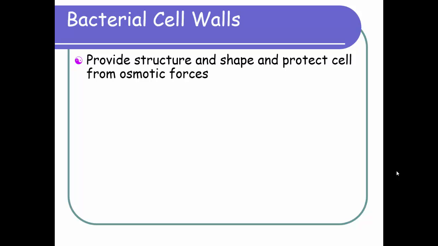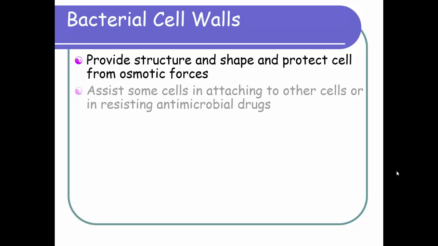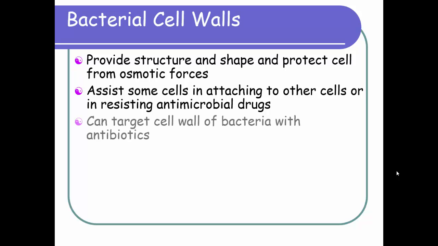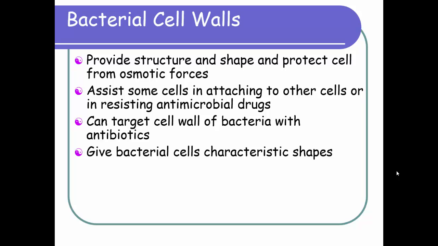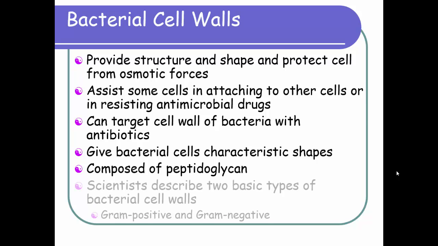The primary function of the bacterial cell wall is to prevent osmotic lysis, but they have other functions as well. Some cell walls can assist the cells in attaching to other cells or resisting antimicrobial drugs. We can also target the cell wall of certain bacteria with antibiotics. The bacterial cell wall will give the cells the characteristic shapes, and it's composed of a protein sugar structure known as peptidoglycan. Scientists describe two basic types of bacterial cell walls, the gram-positive and the gram-negative. Let's look at each one of these.